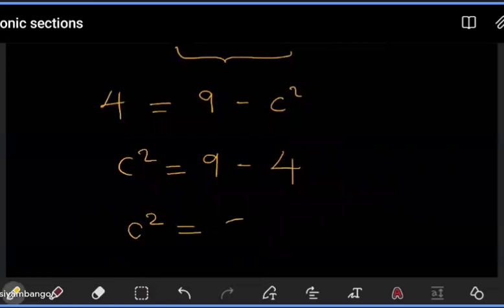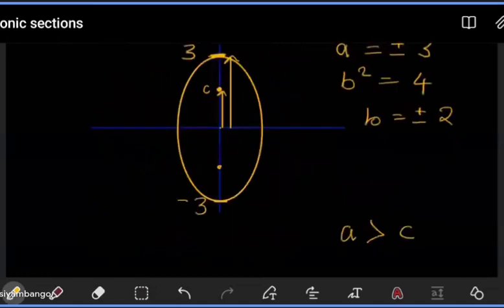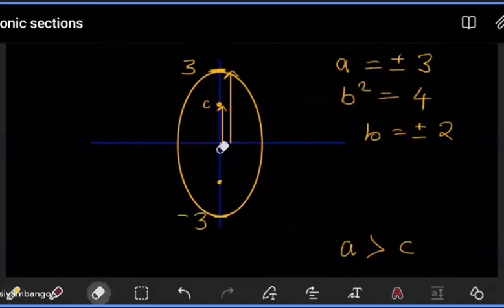We have a 5 here, and then C ends up being equal to plus or minus the square root of 5. So what this is telling us is that from the center up to where C is, going up, we have positive root 5. Going down, we have negative root 5. So that is where the foci are.